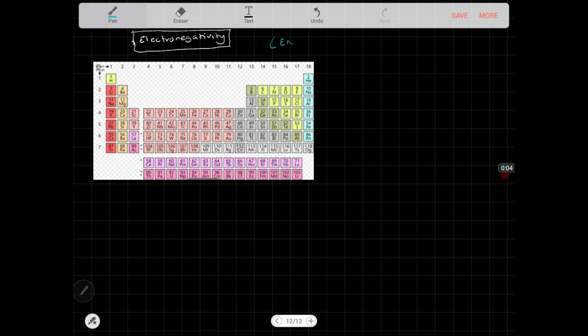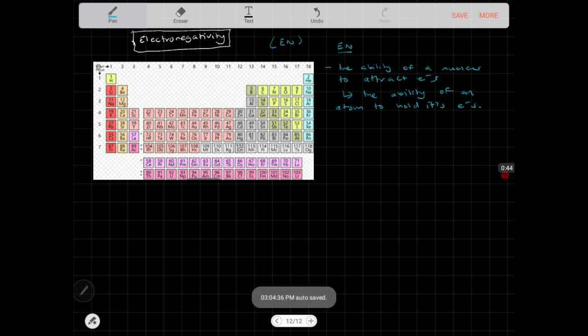Okay, let's take a look at electronegativity. It's called EN for short. Let's abbreviate it that way. Electronegativity is basically the ability of a nucleus to attract electrons. Specifically, it can also describe the ability of an atom to hold its electrons.